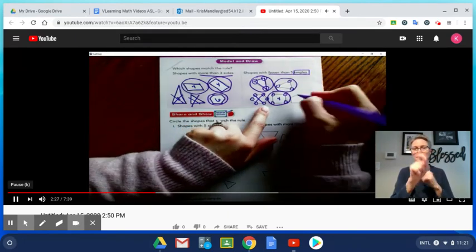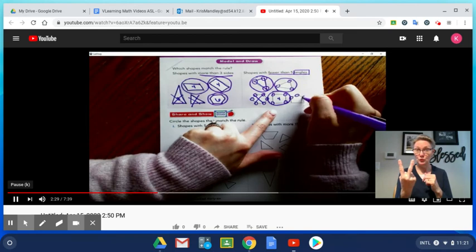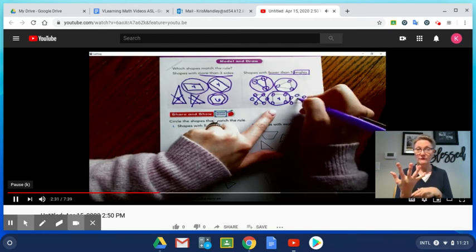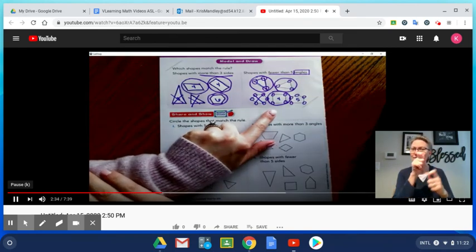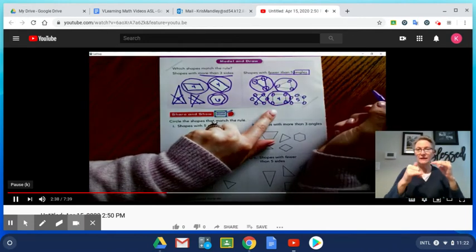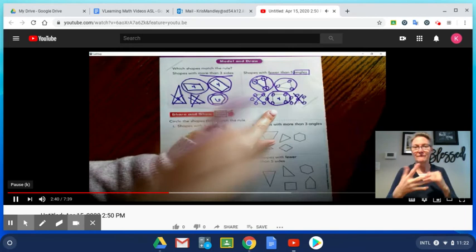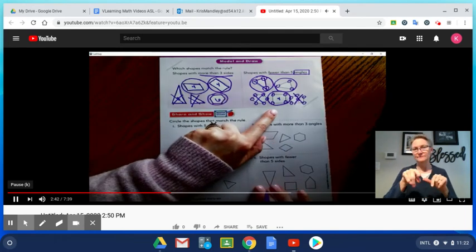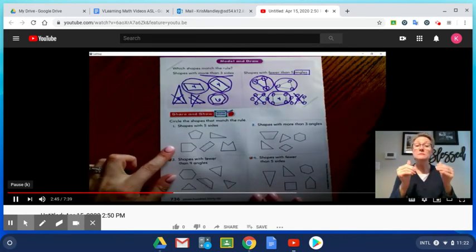Ooh, let's look at this one. 1, 2, 3, 4, 5. There's exactly 5, but my directions say fewer than 5, so it has to be less than 5. So this is not a choice, okay? So let's take a look down here.